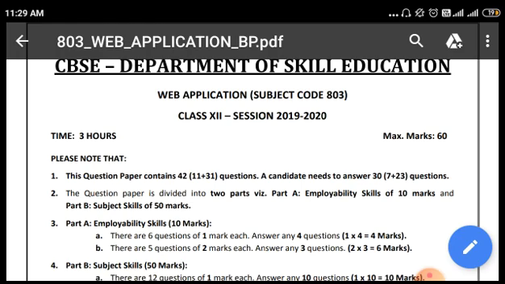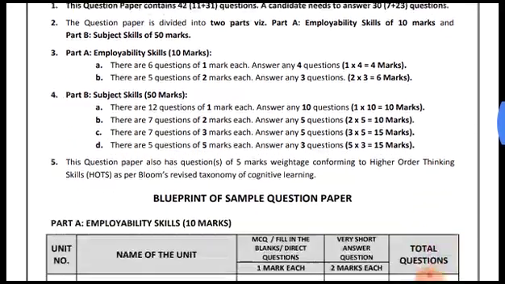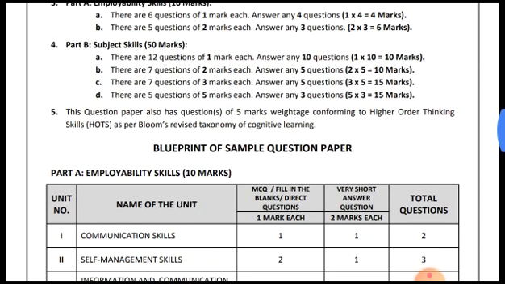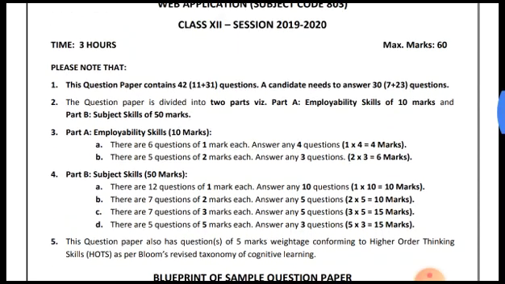First, before we continue with our actual syllabus, let us take a look at your syllabus and your curriculum. This is basically the blueprint of your sample question paper. All of you can see that there are two parts. The first one is your employability skills, which is of 10 marks. Altogether your paper is of 60 marks, and 40 marks for your practicals.